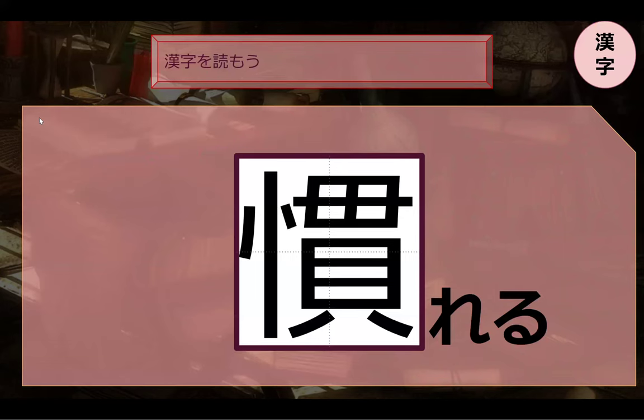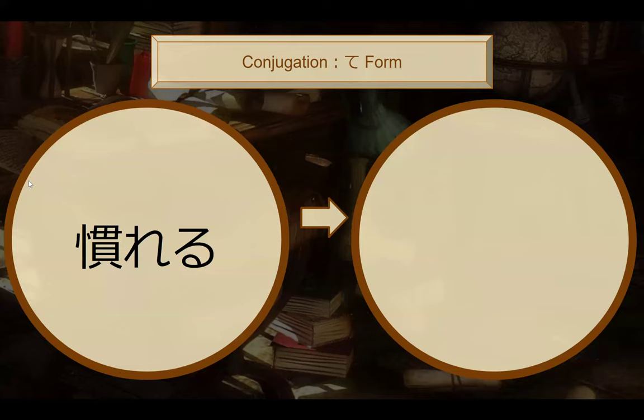How do you read this kanji? Na from nareru. What's the te form of nareru? And this is the te form of a root verb, so it's narete. Narete. Perfect. Let's go read this example sentence.